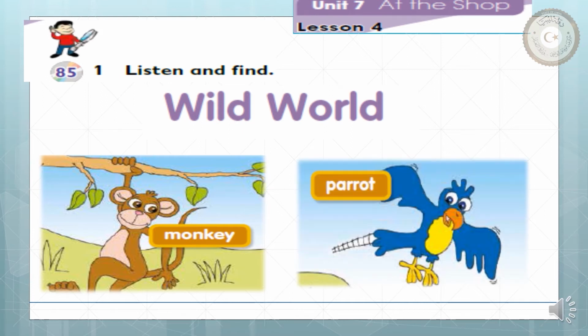Now look at the second picture. It's a bird. It can fly and talk. So it is a parrot. Here we have two animals. The first one is a monkey. The second one is a parrot. This bird can talk like a human, like us.